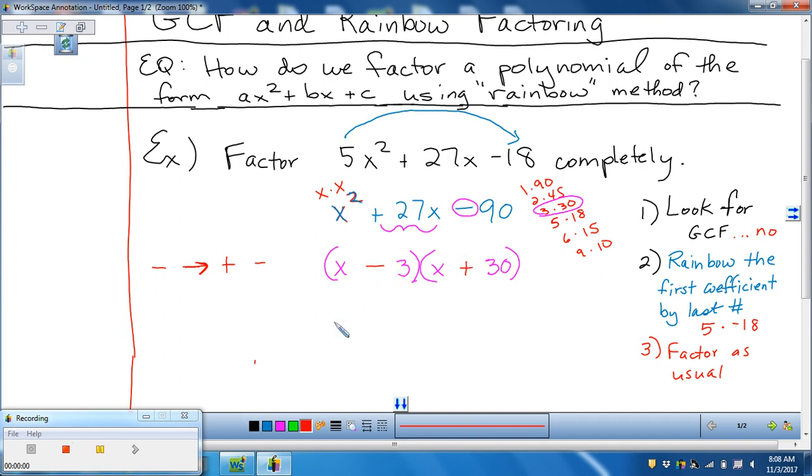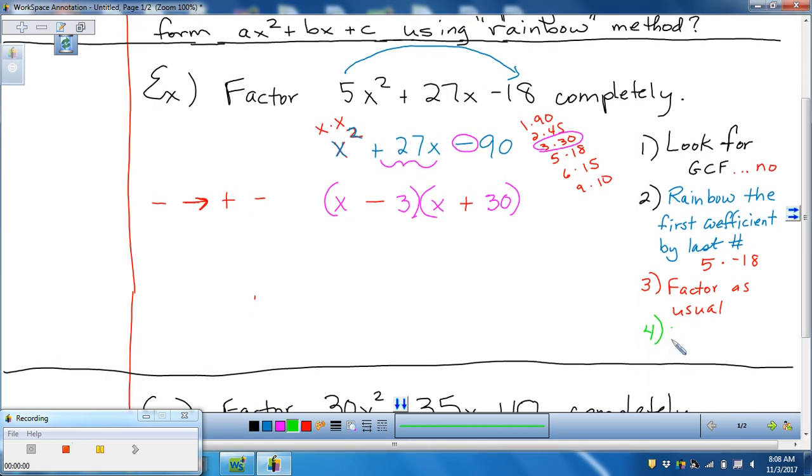And now that I have factored as usual, my next step, my last step, is to unrainbow. So let's go ahead and do that. Because when we rainbowed, we multiplied, to unrainbow, we're going to divide. And we're going to divide our factors by the 5 that we multiplied by.